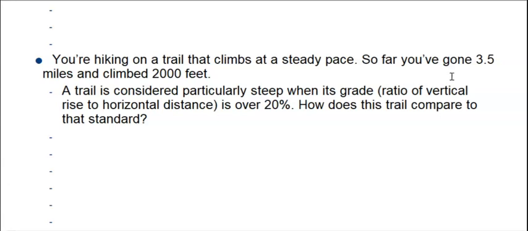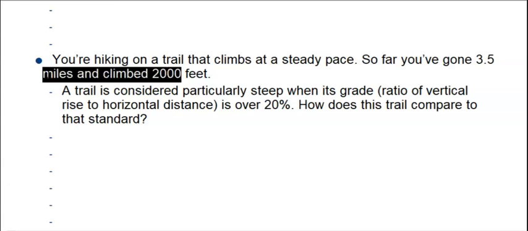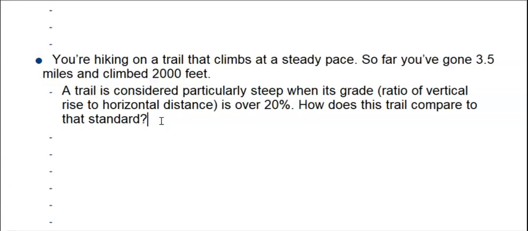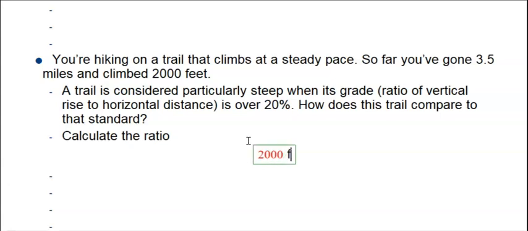One reason I wanted to do this example is we've got a very common thing where we want to set up a ratio, pretty straightforward in principle, but we've got a unit collision here, which is really common. And then we've also got a comparison to a percent. So we want to calculate the ratio, and it would be 2,000 feet of vertical gain over 3.5 miles. And that's kind of awkward because the units don't cancel out nicely.